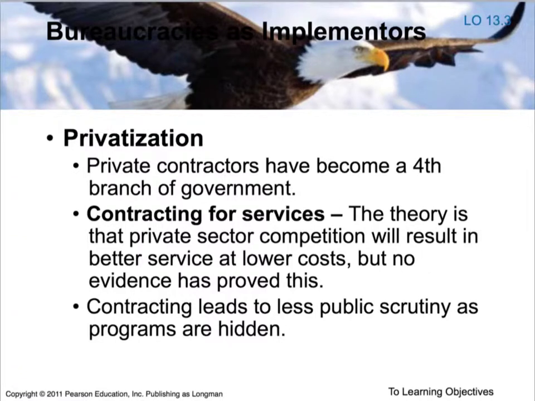Private contractors have become almost a fourth branch of government. We're going to talk about iron triangles here in just a little bit. They contract for services. The theory is that private sector competition will result in better service at lower costs, but no evidence has proven this. Contracting leads to less public scrutiny as programs are hidden.